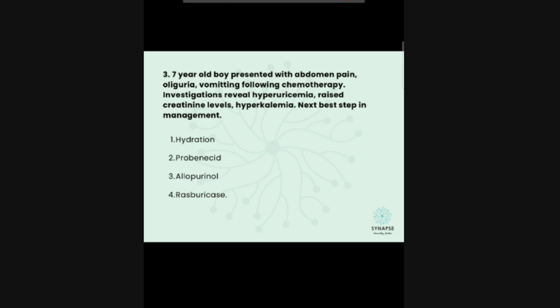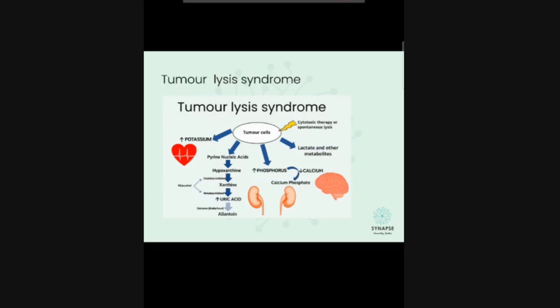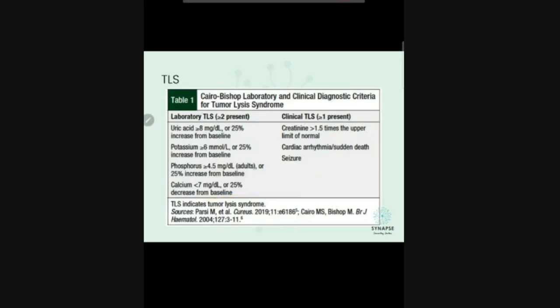Recombinant urate oxidase is rasburicase. Sorry. From uric acid we get allantoin, and the conversion from uric acid to allantoin happens through urate oxidase. Recombinant urate oxidase is rasburicase. So we give rasburicase and all the uric acid starts converting to allantoin. That is why we give rasburicase, whenever we see hyperuricemia more than 8 milligrams per deciliter.